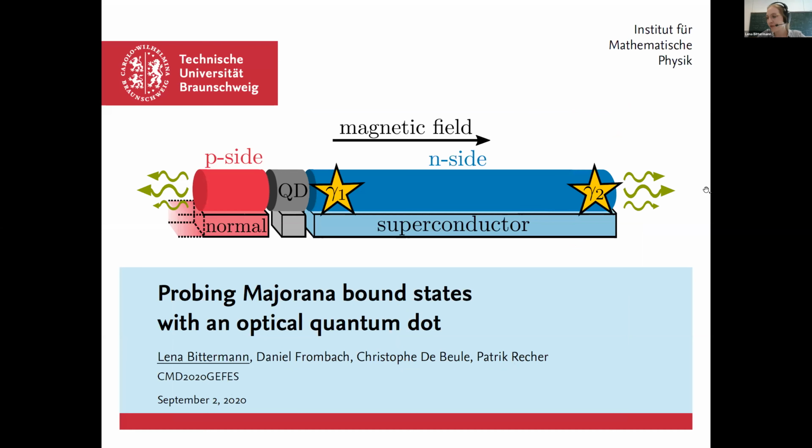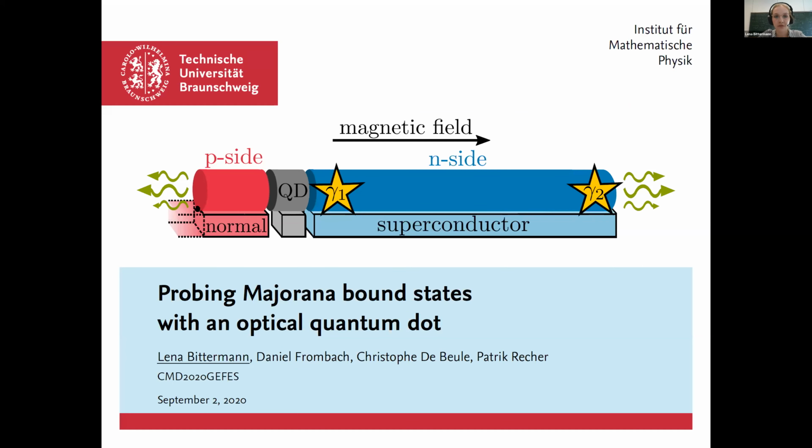Thank you for the opportunity to present our work here, which I did with my colleagues Daniel Frombach and Christoph de Boele and my supervisor Patrick Recher. We consider a Rashba nanowire in a magnetic field, which is separated into 3 regions. The blue region is in proximity to a superconductor, and in the topologically non-trivial phase, Majorana bound states emerge at the ends of this part of the wire.